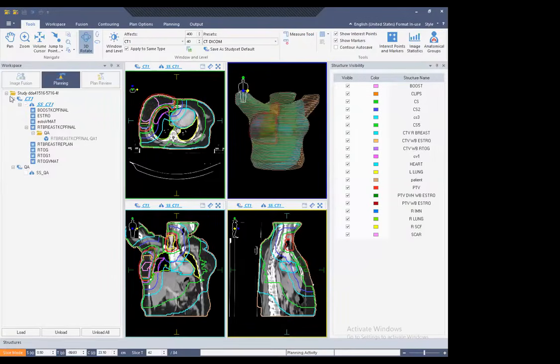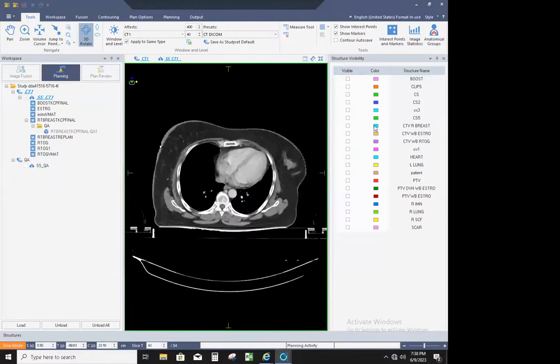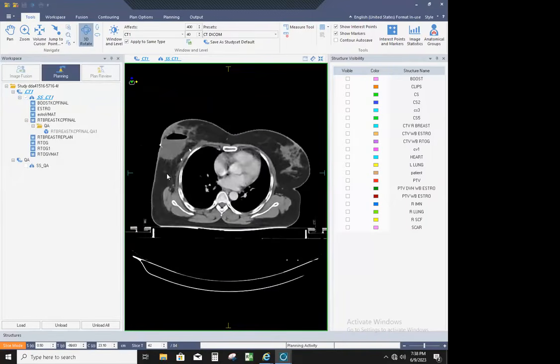So this is a breast conservation surgery case, a BCS case. What you have to do is contour the CTV right breast. This is the CTV whole breast by ESTRO. This is according to the vascular marking, and this is the whole breast RTOG. So these are the three overlapping structures, but I follow the ESTRO guideline.